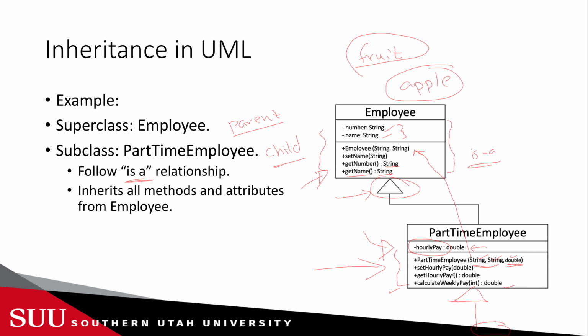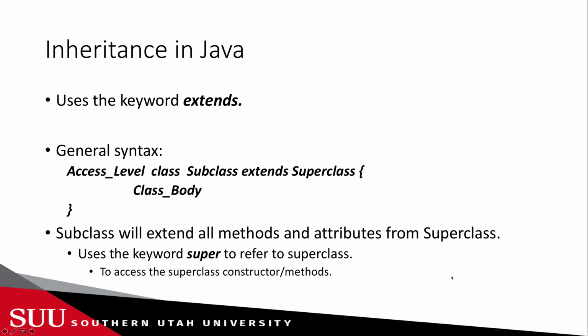Now what about in Java? In Java we will use the keyword extends. So when I say class A extends B, this is how we define it. We'll say public class, or you'll have the access level, which is usually public. So I'll say public class A extends B, and then I will write my class in here.